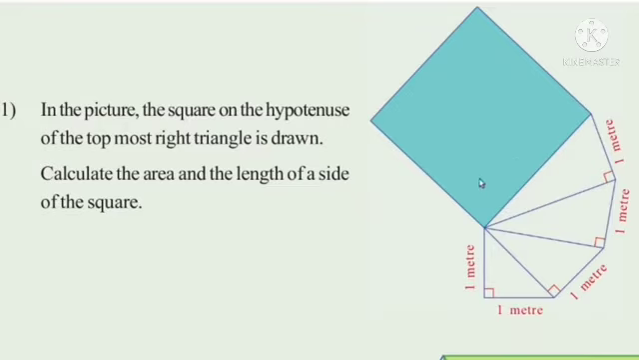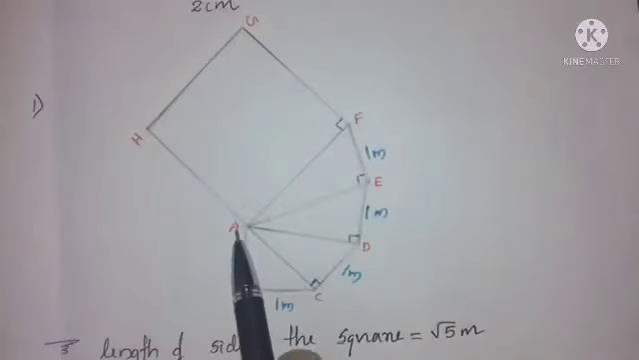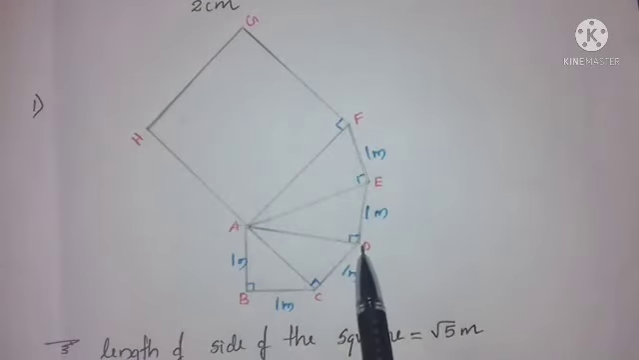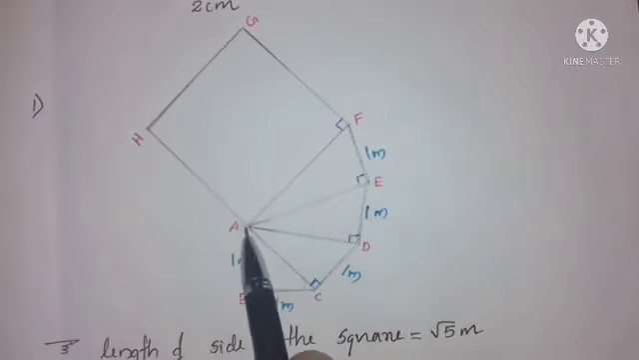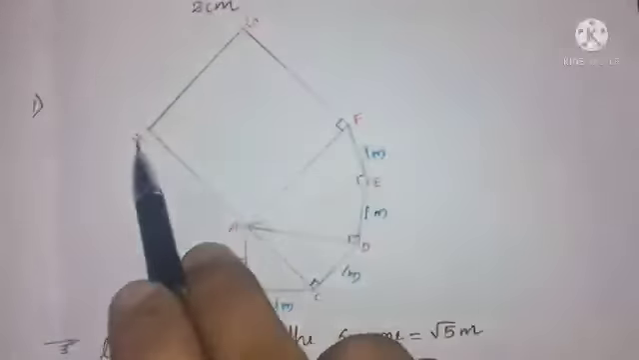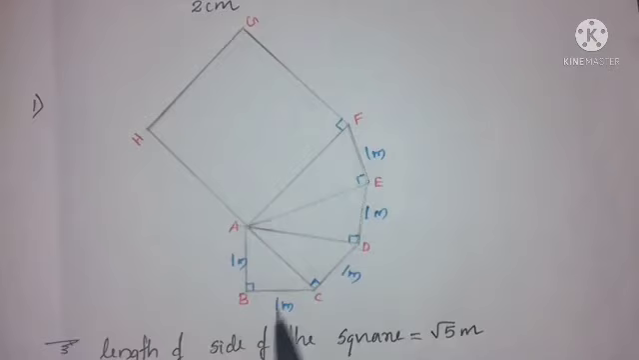Then we can find the area of the square. The area of the square is side into side, that is root 5 into root 5. Let us see. I draw the picture in the notebook and name it A, B, C, D, E, F, G, H. The name of the square is AFGH. We want to find the area of AFGH.